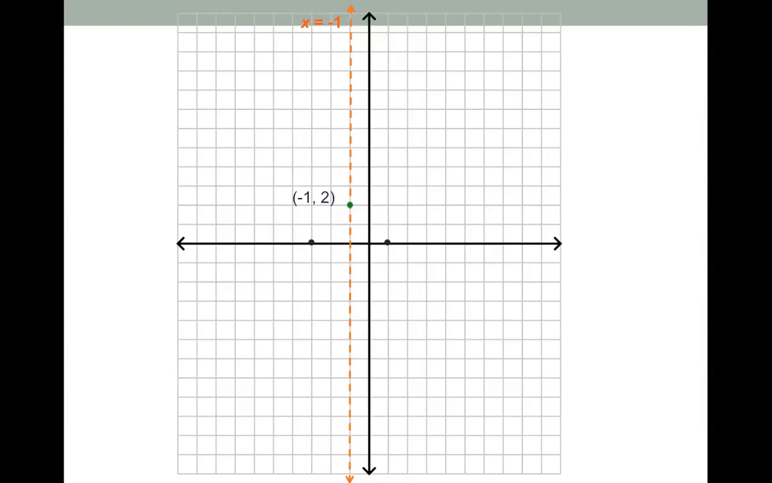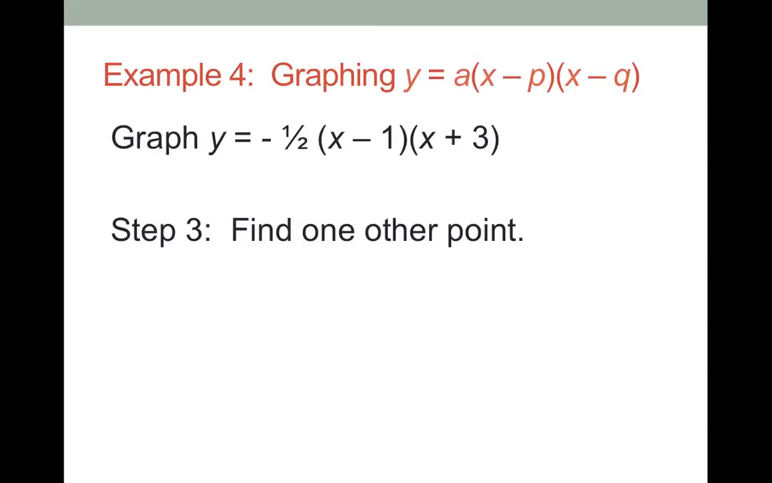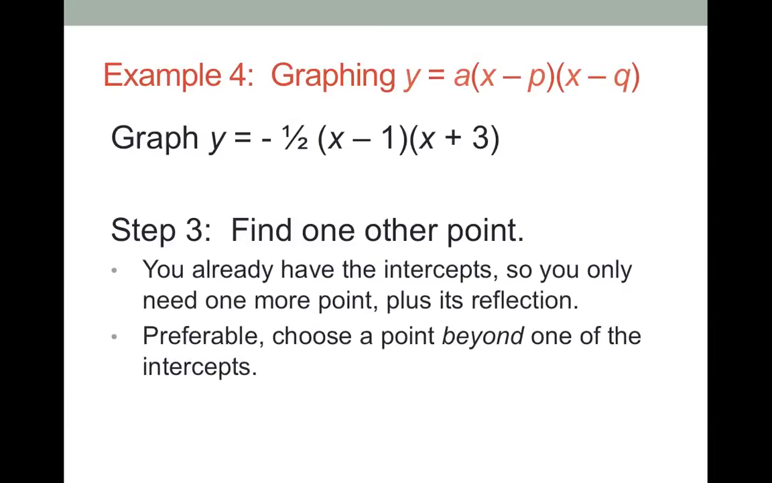So we already have 3 of the 5 points we normally are looking for. So we don't really have to look for 2 more points in step 3. We only have to find 1 more point because we already have the intercepts. So I just need to find 1 point for step 3. Preferably choose one that's beyond the intercept so you get a good feel for what the parabola is really going to look like. So I chose an x equal to 2.